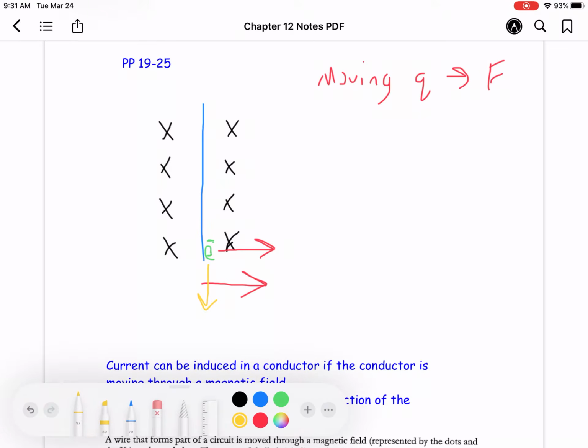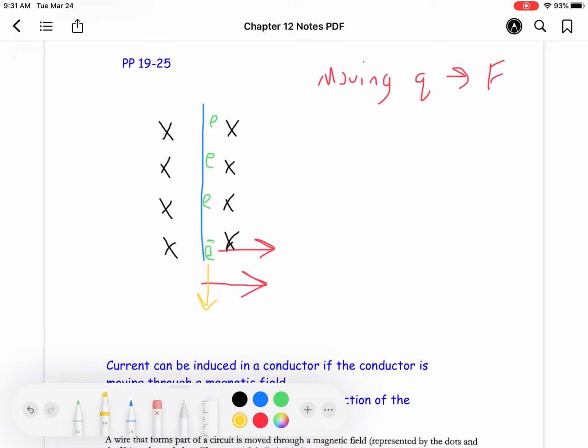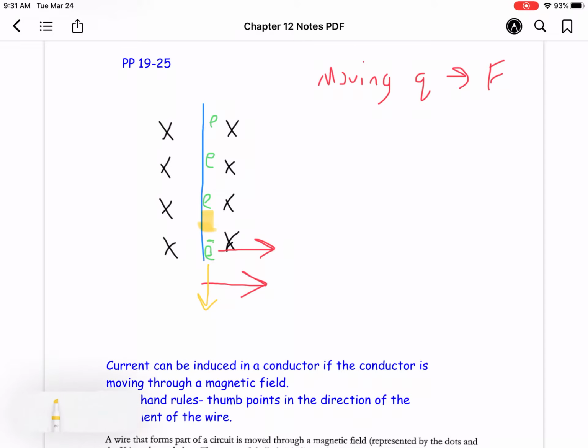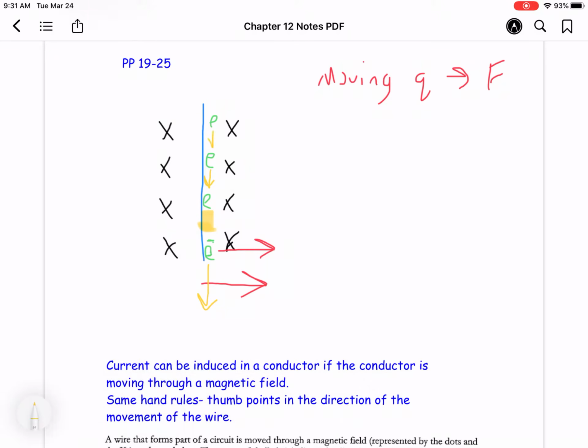And there are many electrons in this wire. They're all going to experience the same force. And so we're going to get a current, where the electrons are actually flowing, even without a battery, just by moving the wire perpendicular to the field.